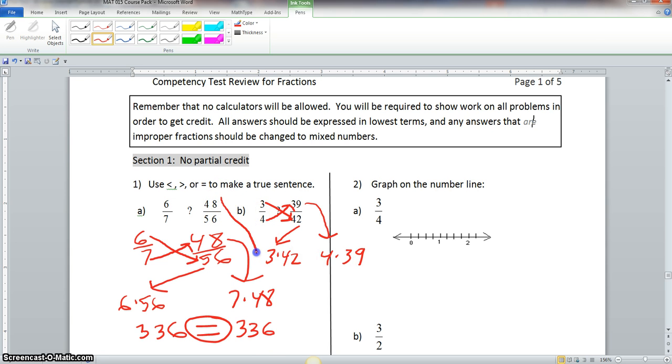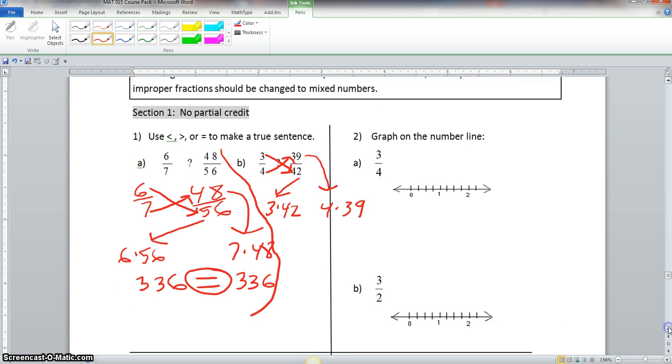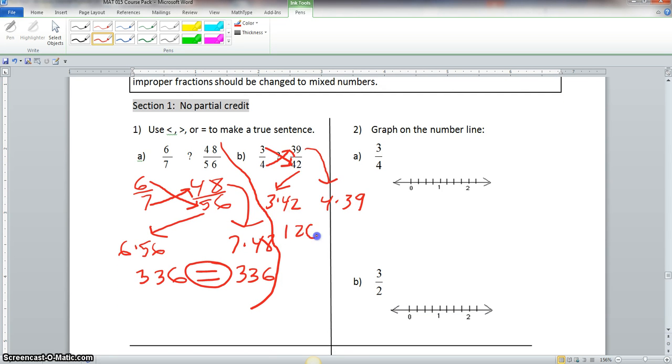Now, let me separate this a little bit here. Okay, now we have 3 times 42, which will give us 126. 4 times 39, we have 6, carry our 3, that's 12 plus 3, is 156. Now remember, this first value represents the first fraction. This second value represents the second fraction. And we know 156 is larger than 126. So your answer here will be greater than. So that means that 39 over 42 is greater than 3/4. And that's it for problem 1A and B.